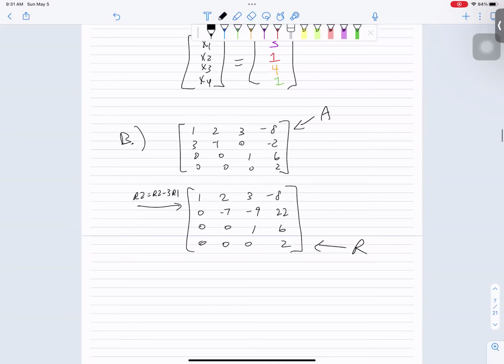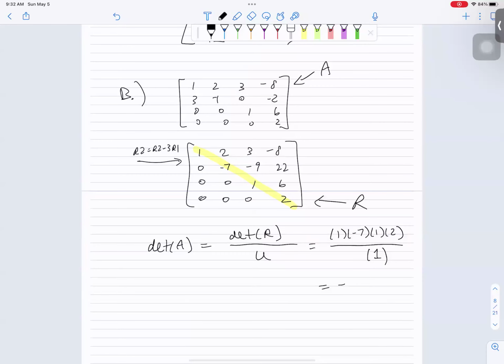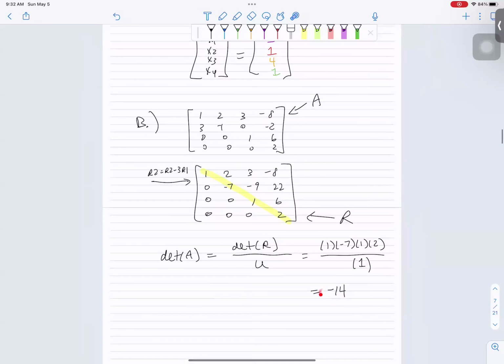I'll call it R. What do I do to find the determinant of A? The determinant of A is equal to the determinant of my reduced matrix divided by whatever factor the row operations I did contribute. The reduced matrix is an upper triangular matrix, so the determinant is just the product of the diagonal terms: 1, negative 7, 1, and 2. What row operations did I do? I just did a combination, and remember, a combination does not affect the determinant. So just a 1. So my answer is negative 14. That's the determinant of A.